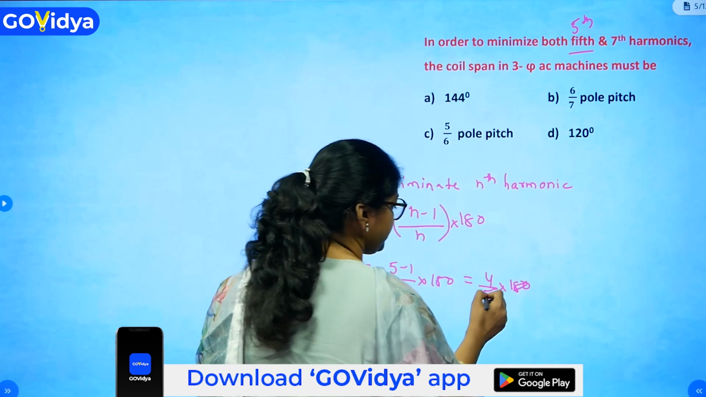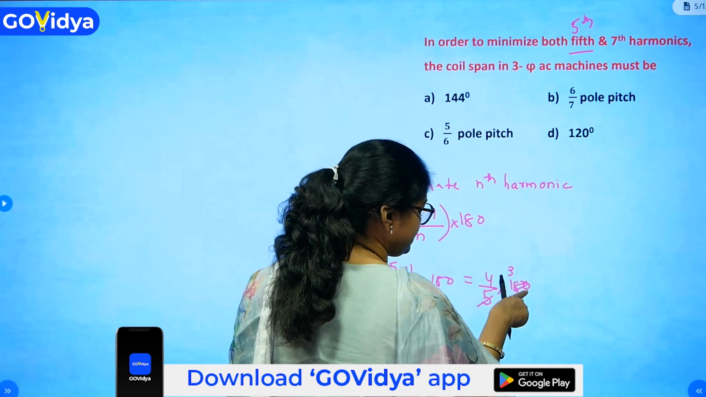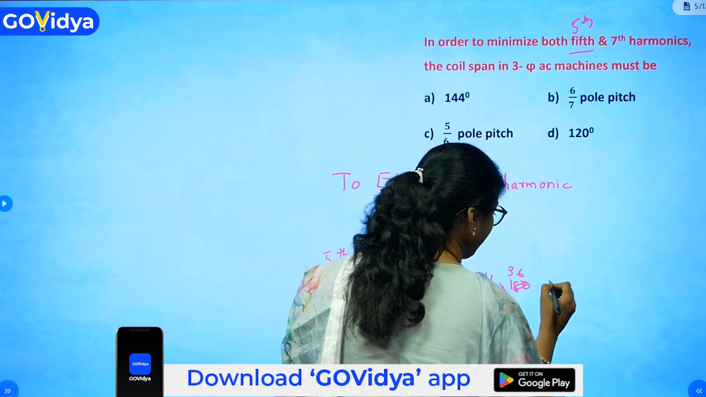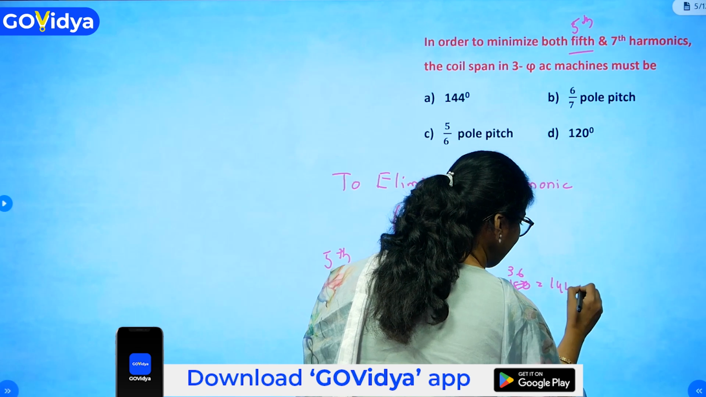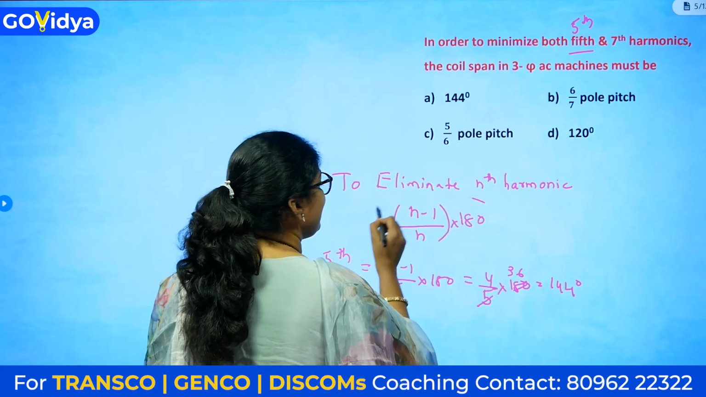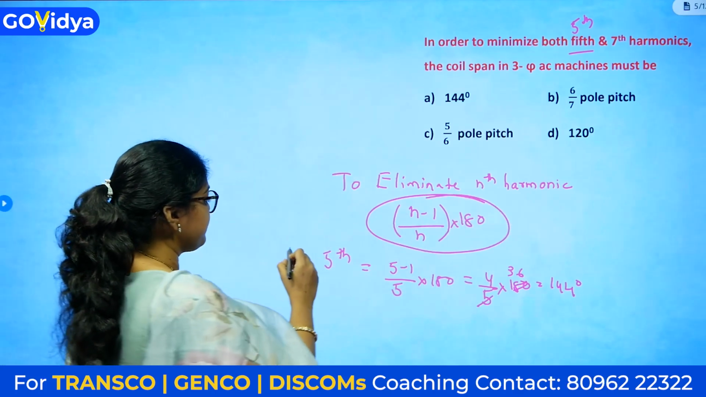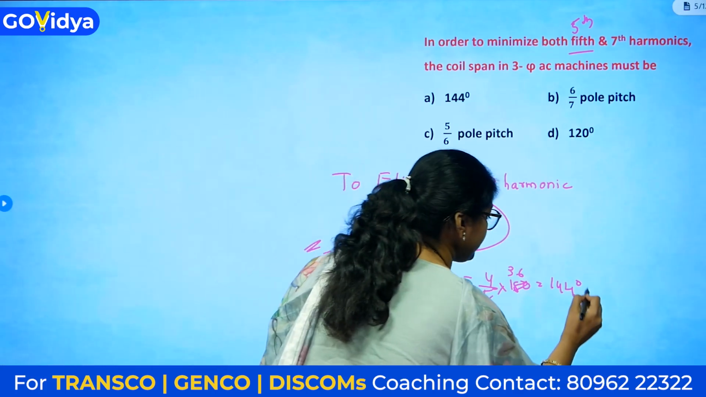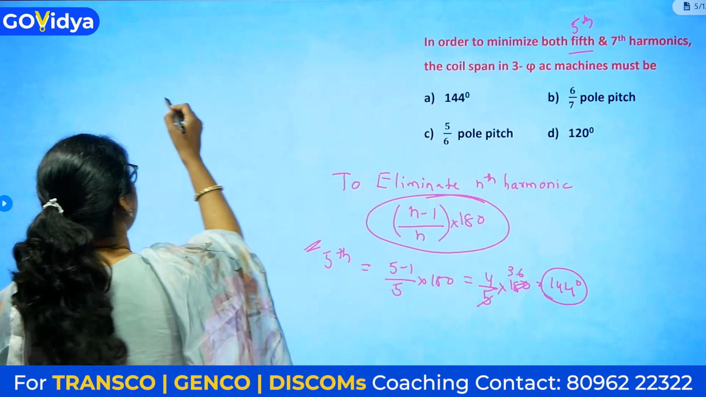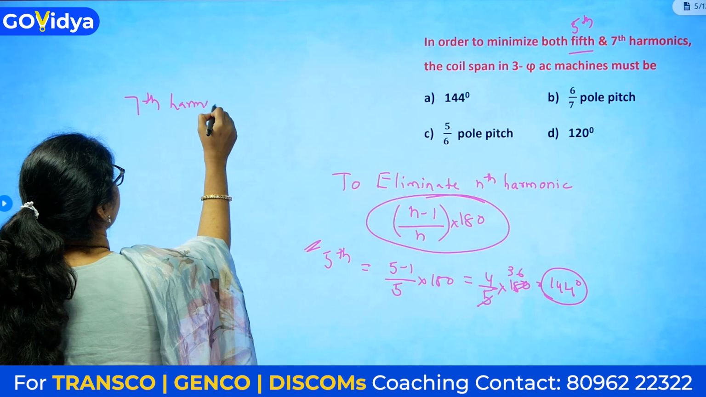So 5 3s are 15, 5 into 36, you will get around 144 degrees. So to eliminate any nth harmonic, the formula we use is 180 into n minus 1 by n. So to eliminate the fifth harmonic, 144 degrees. If we want to eliminate the seventh harmonic, in the question they have given the seventh harmonic also.